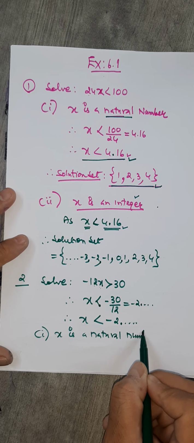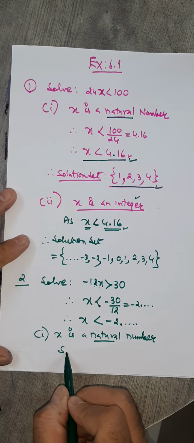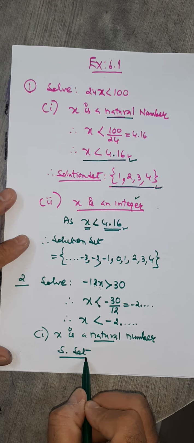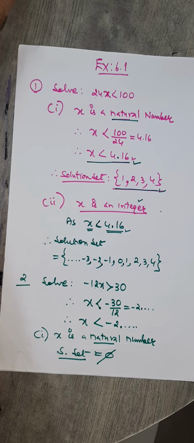Do you have any positive integer less than minus 2? No. So here the solution set, S set means solution set, which is empty. There is no x for which the solution is less than minus 2. Do you have any positive integer for which x is less than minus 2? The answer is obviously no. There is no such x. So in that case the solution set is empty. No solution, you can write.